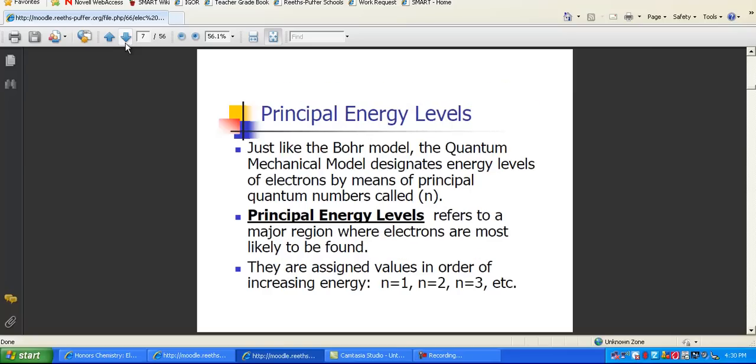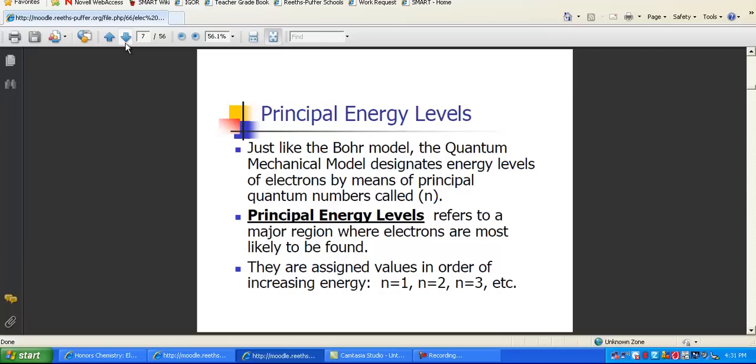When I think about the quantum mechanical model, there are some tie-ins with the Bohr model. The Bohr model also had principal energy levels, but we just simply place dots in those little rings to call those electrons. That principal energy level has a quantum number denoted as N, the principal energy level. The principal energy level refers to the major region where electrons are most likely to be found, and their assigned values in order of increasing energy: N equals 1, N equals 2, N equals 3, etc.